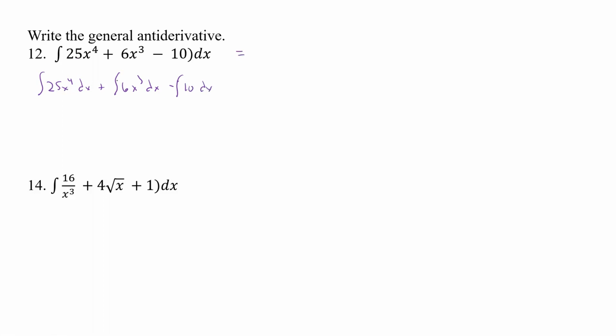So either way we do it, what we have to do is take 25x to the 4 plus 1 divided by 4 plus 1, plus, now the integral here is going to be 6x to the 3 plus 1 over 3 plus 1. And then we have minus 10 times x to the 0 plus 1 over 0 plus 1. And then remember, it's general, so plus c.